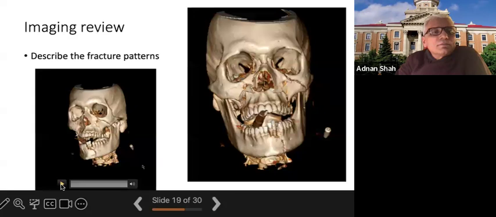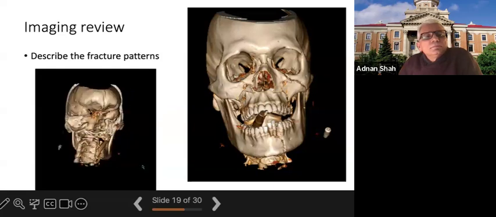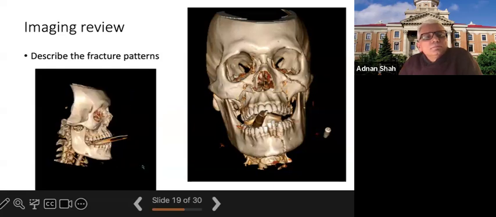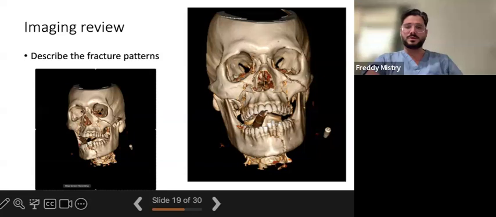Okay, let's describe this fracture pattern. Describe your assessment of the facial fracture here. So what you're seeing over here is a 3D reconstructed view of the CT scan. Just looking at the frontal region from the front, I can see that the patient can be classed as a panfacial trauma. Coming from bottom up in the mandible, the patient has a parasymphysis fracture on the left-hand side.